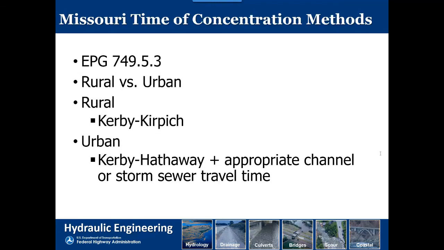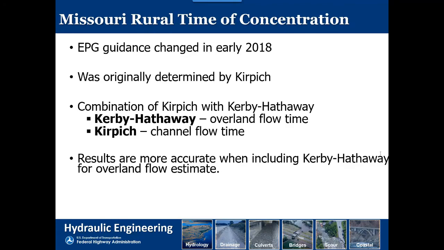Our APG is a little bit different. It splits it up between rural and urban. There's 2 different ways we look at it. On the rural side, we do Kirby Kirpich, which is fairly new. We used to just do Kirpich for all of the rural time of concentration, but now we're actually bringing in a different method to look at it. And on the urban side, we do Kirby Hathaway, and we add in the appropriate channel or storm sewer travel time. So I know that's kind of Greek right now. We're going to get into these methods and see what they actually are here.